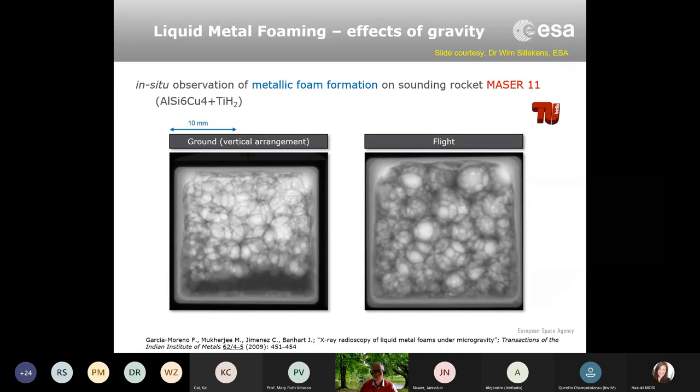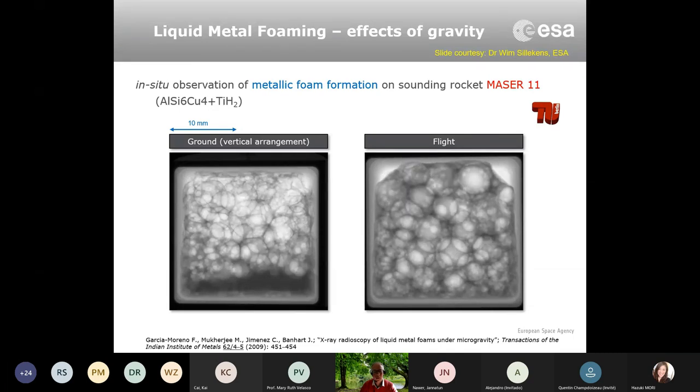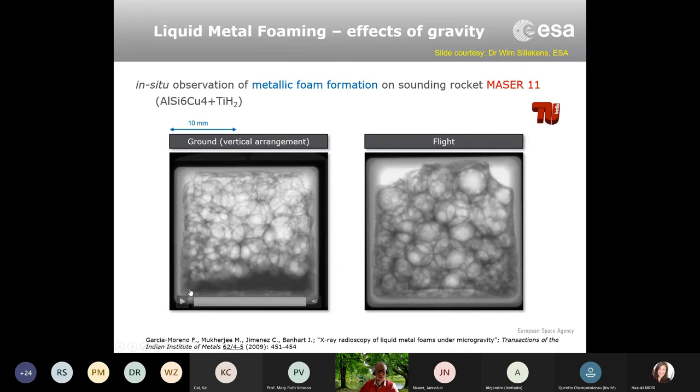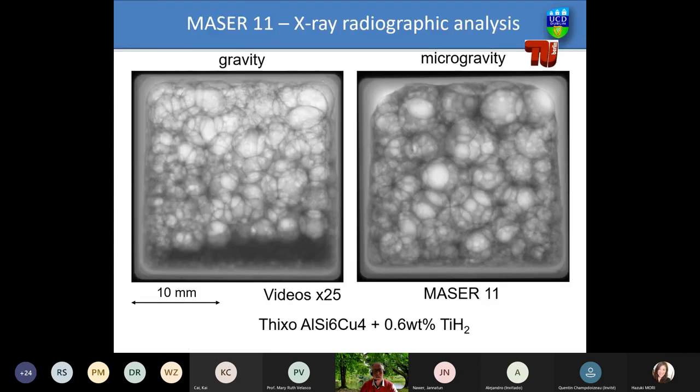And again, they didn't get the same level of stratification or unequal foaming due to gravity. And then after solidification, you can see the difference. So this is relevant to cellular foam materials for crash absorption and safety in all sorts of vehicles. Also perhaps development of filters, and maybe also in biomedical devices.